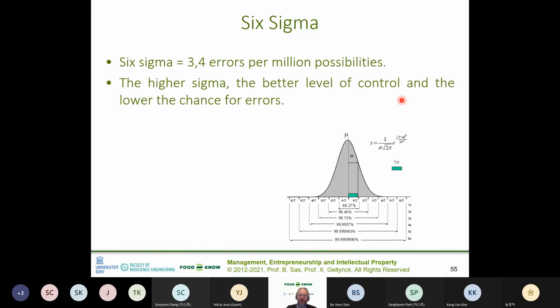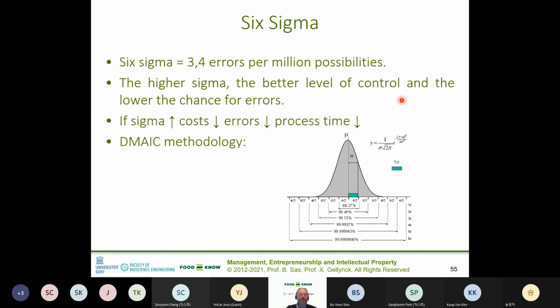Here you have the mathematics of the Six Sigma. If you have a good understanding of what the concept is behind, it's fine. You don't need to know all the mathematics. I refer to that to my colleagues giving classes on mathematics. So if your Six Sigma increases, your costs go down, the errors go down, process time goes down, and you make more profit.